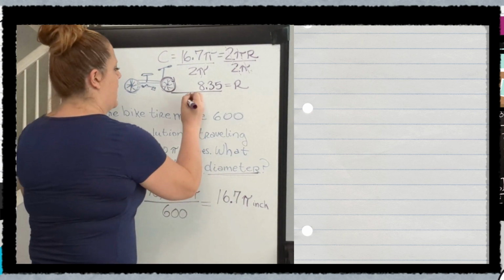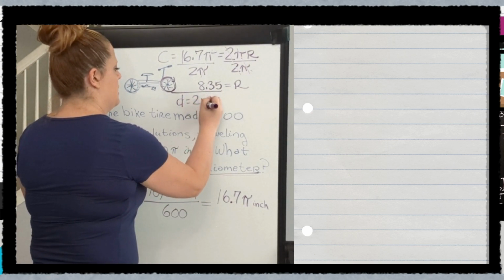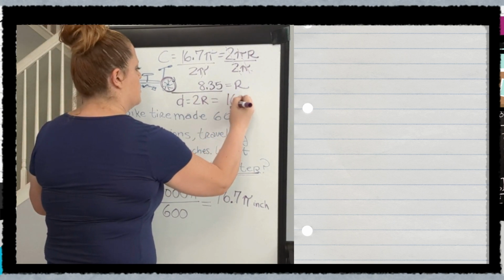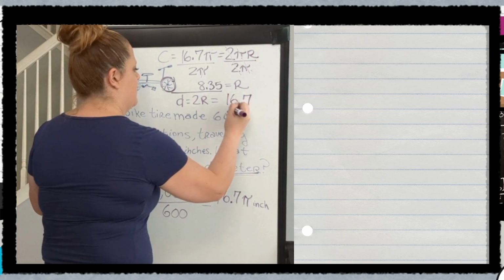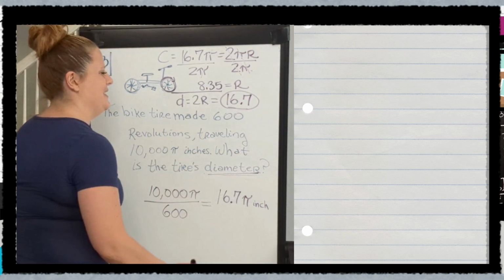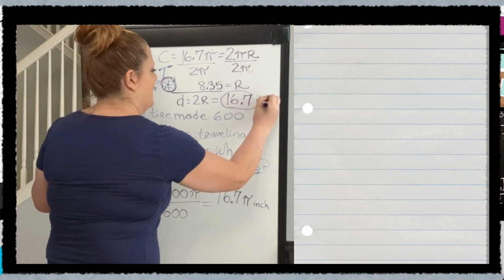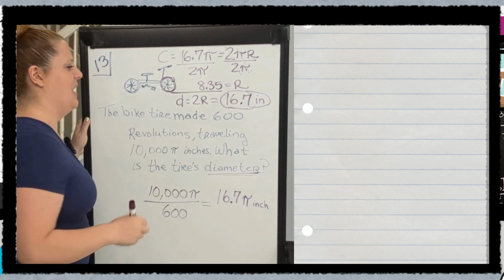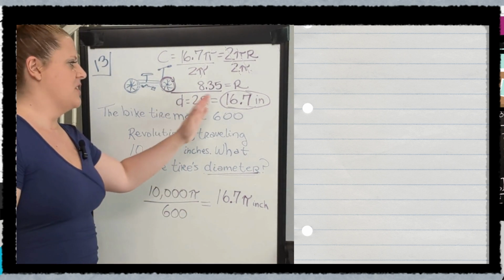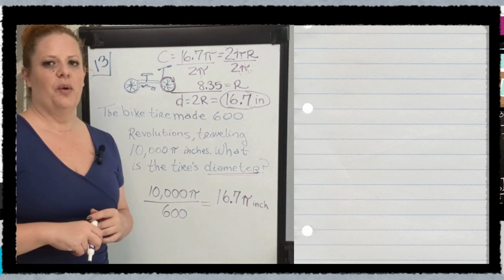And then our diameter is 2 times our radius. So 16.7 inches. Okay, that is the answer. That is our diameter of that wheel.